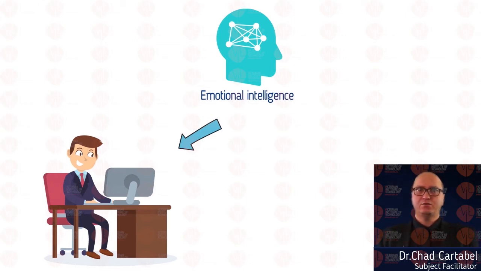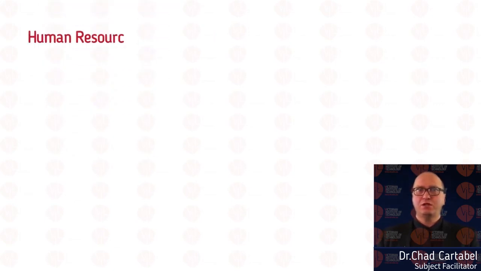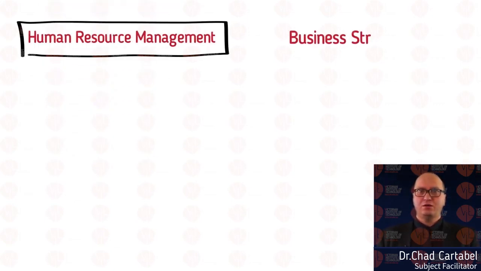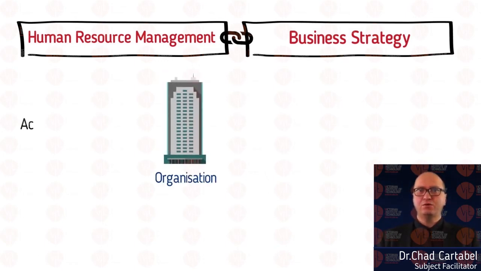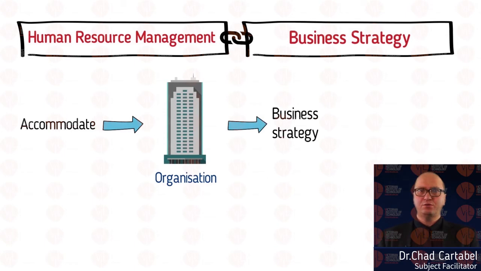Now, as we said in the beginning, there is a link between human resource management and business strategy. Now, organizations move across different stages of development in this. Some organizations are more accommodating. That means they just respond to a business strategy. So the business strategy is predetermined, and human resource follows, and they try to achieve the objectives of that strategy.